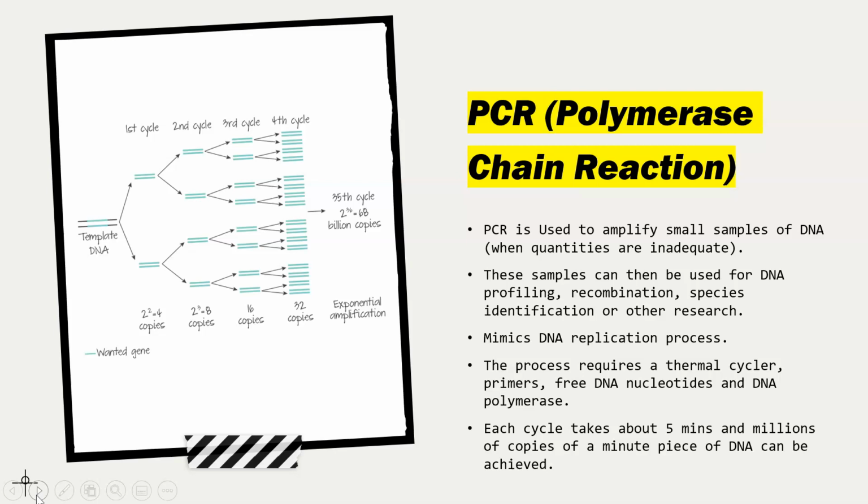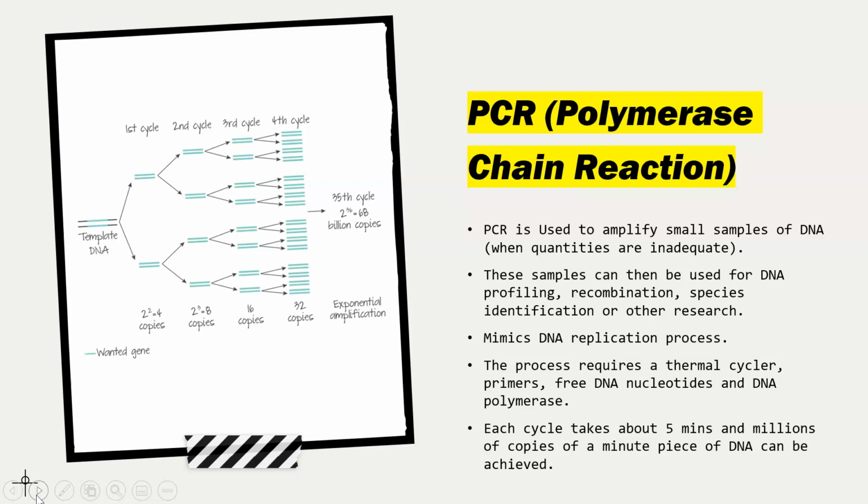Next up, looking at the polymerase chain reaction, what we call PCR, and we have looked at this in a previous unit, so this is just a bit of revision. PCR is used to amplify small amounts of DNA. It's used to replicate DNA, and you can see that in the picture. You've got your template, and after the first cycle, we end up with double the amount. After the second cycle, we've ended up with 4 times the amount. These samples can then be used for DNA profiling, recombination, species identification, or any other research.